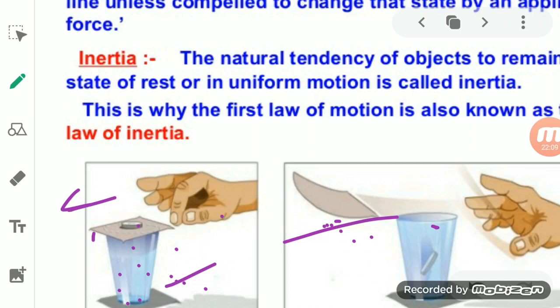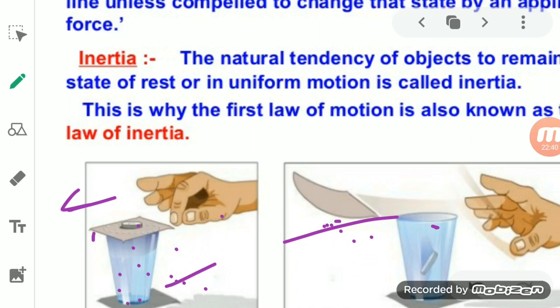But when you apply external force, the card moves away, but the coin does not change, because there is no external force applied on the coin. So it will remain in a state of rest, due to which it goes into the glass tumbler. So such kind of example is of inertia in the state of rest. We can say this is an example of inertia of rest.